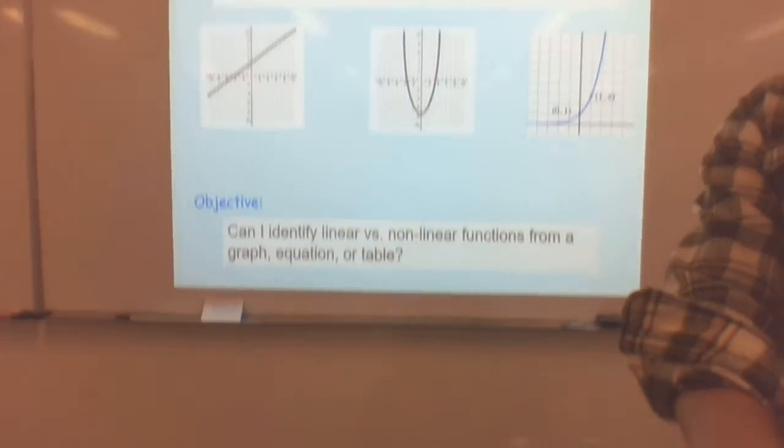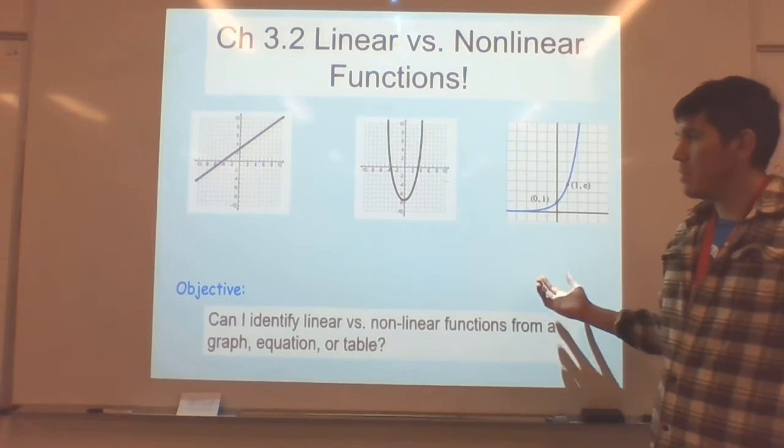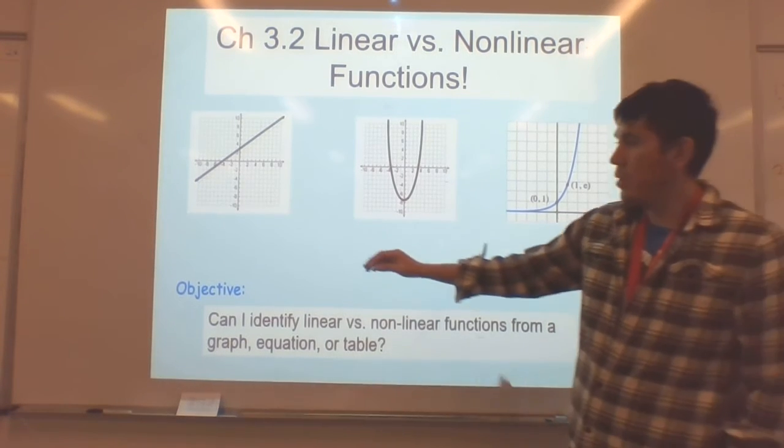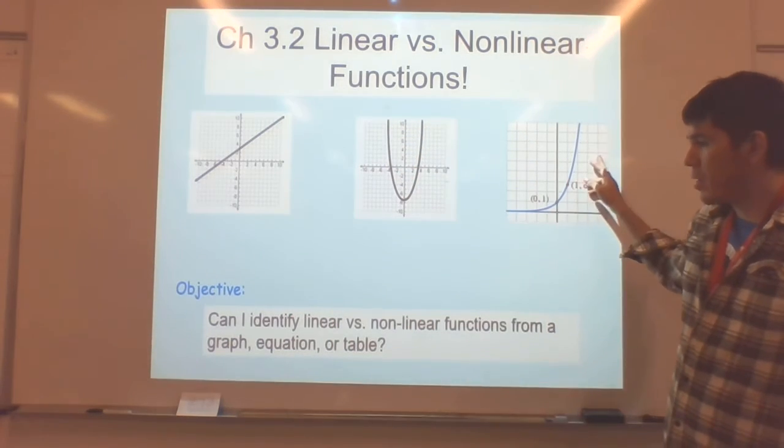Hi, today we're going to be going over chapter 3.2, linear versus nonlinear functions. And so here we already have a few examples of what's linear. The very first one over here, this is linear, a straight line. This is nonlinear, we have a curve. We have a curve over here, so nonlinear.